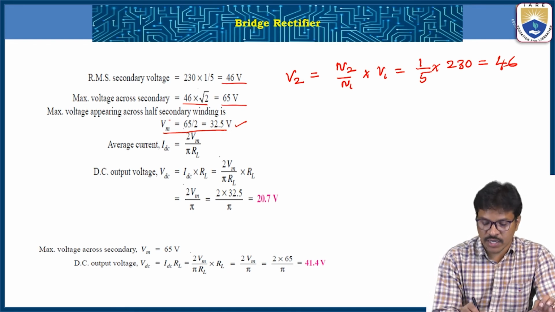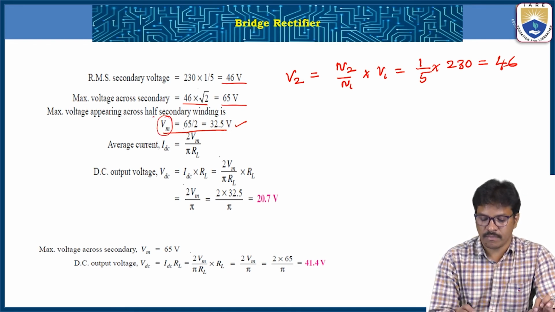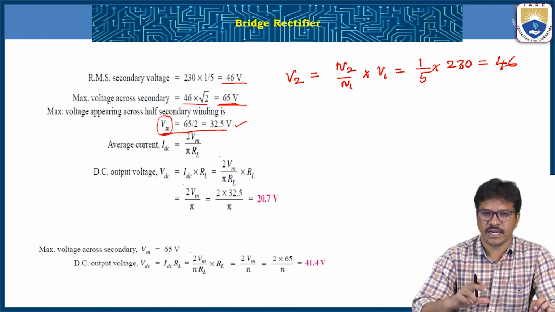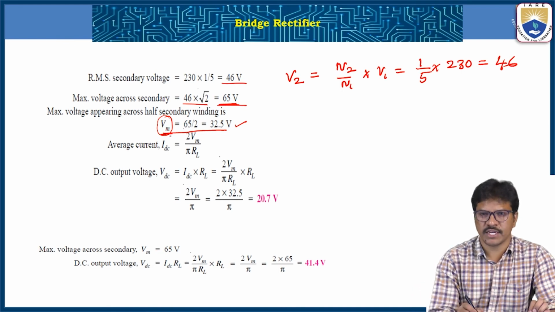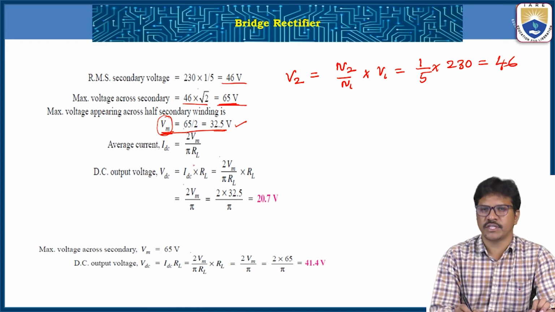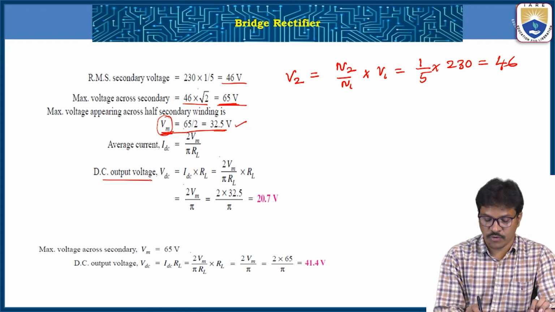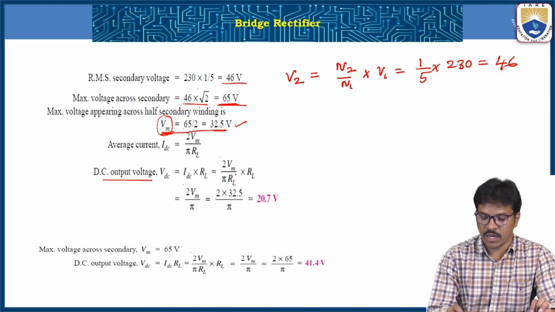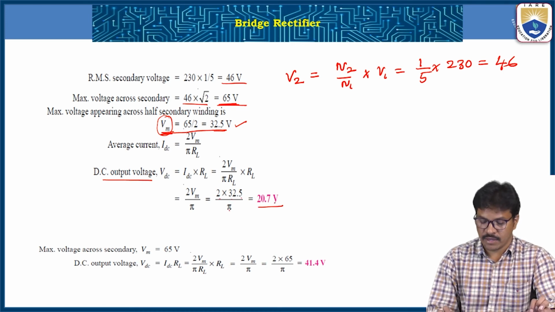That is what actually Vm is. This is the actual Vm. It is not the maximum secondary voltage, but the actual Vm reached at each edge of the secondary coil with respect to the center tap. Vm is equal to 32.5. That Vm is substituted in the formula. So DC output voltage VDC is equal to 2 Vm by pi. 2 into 32.5 divided by pi is equal to 20.7.